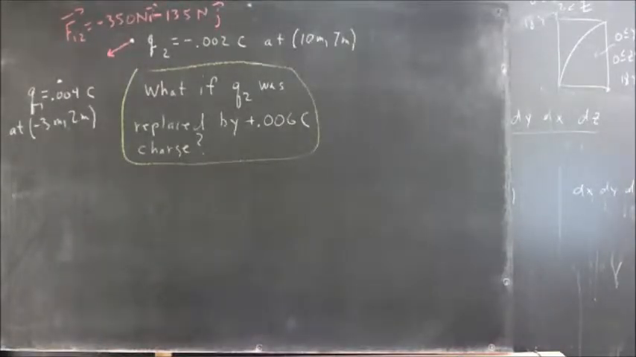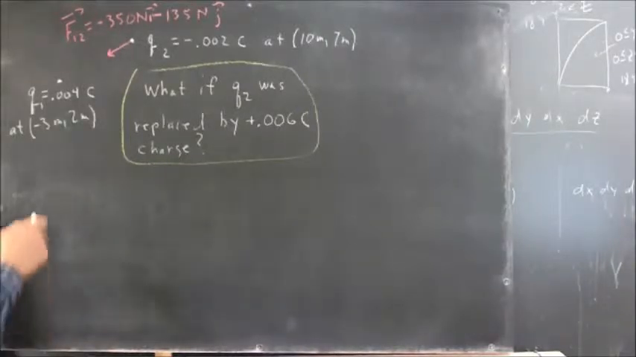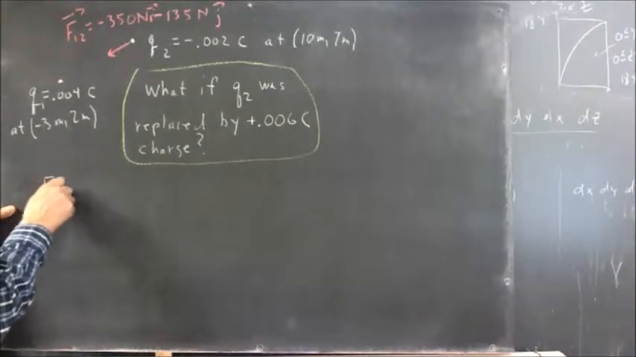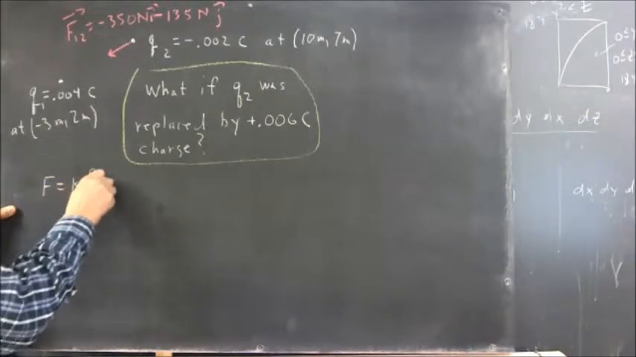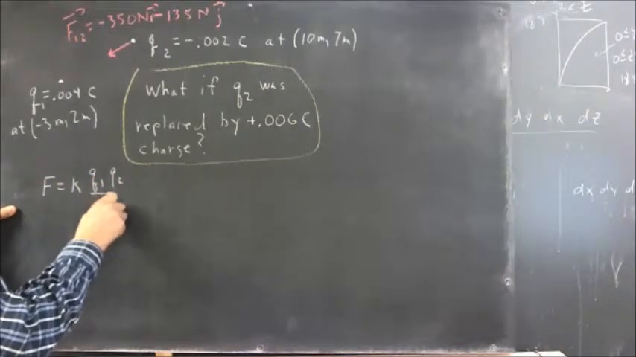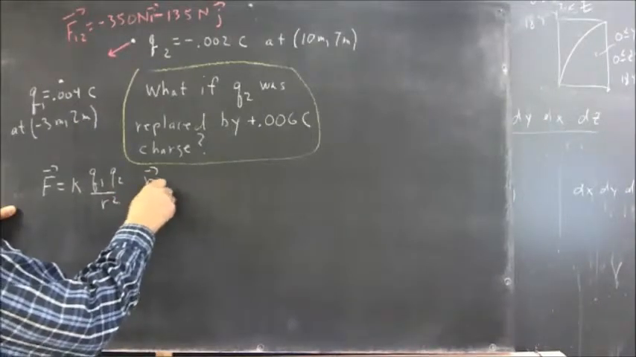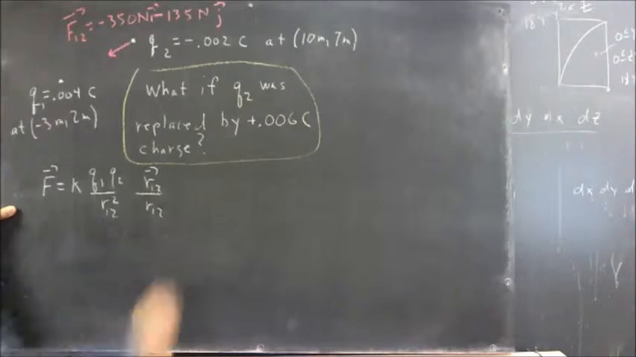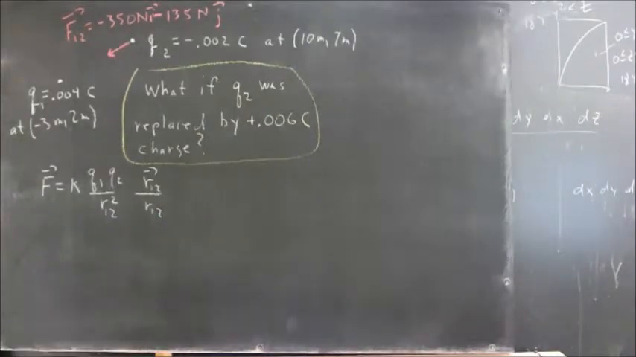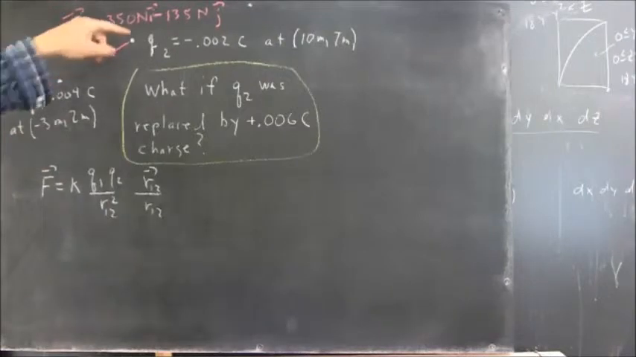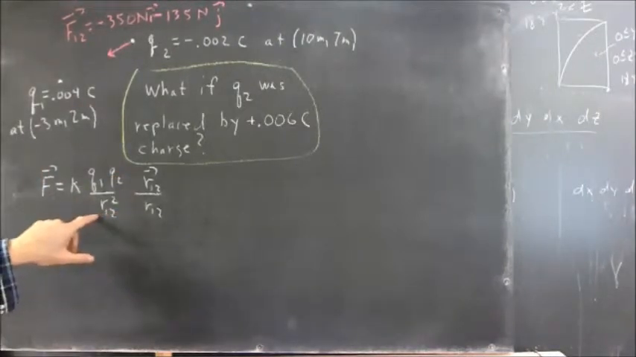Okay, hopefully you paused and worked that out, and hopefully you didn't go back to Coulomb's law. Well, we can go back to Coulomb's law for a minute. We have F equals K Q1 Q2 over R squared times R12 over R12. We could go back to this same calculation and get the correct answer, but R12 is the same as it was originally.